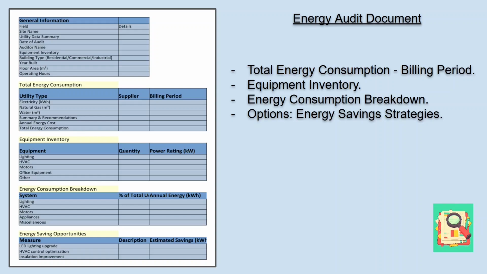It should include an energy consumption breakdown, and additionally, if you want, any energy saving strategies. Since I'm sizing an electrical equipment, device, or component, I'm really interested in the electric energy, so kilowatt hours for a particular billing period. I'm also interested in the various devices and appliances being used, their power rating and quantity, and the percentage of total annual energy being used by these devices.